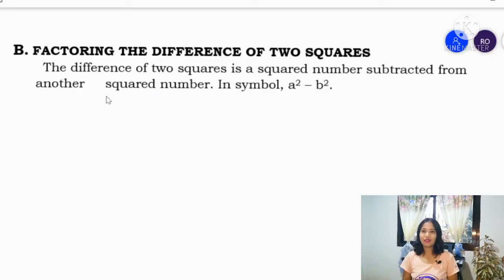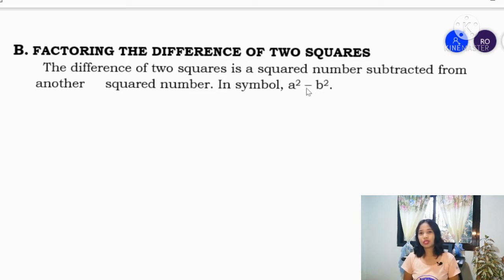Pag-aralan natin ngayon ang factoring the difference of two squares. So it has a general form of a squared minus b squared. Ang ibig sabihin nito, both our first term and the second term are perfect square terms. So paano nga ba natin malalaman na ang given terms are perfect square?